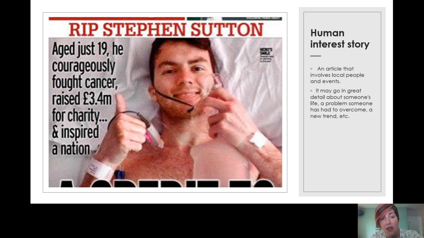So this was an example of a young man, Stephen Sutton, who at 19 courageously fought cancer, raised 3.4 million pounds for charity, and inspired a nation. So it was his whole life story about how he contracted cancer, the difficulties that he went through, but the fact that he still continued to fight and to try to do good even when he was suffering from this illness. So that's an example of human interest.